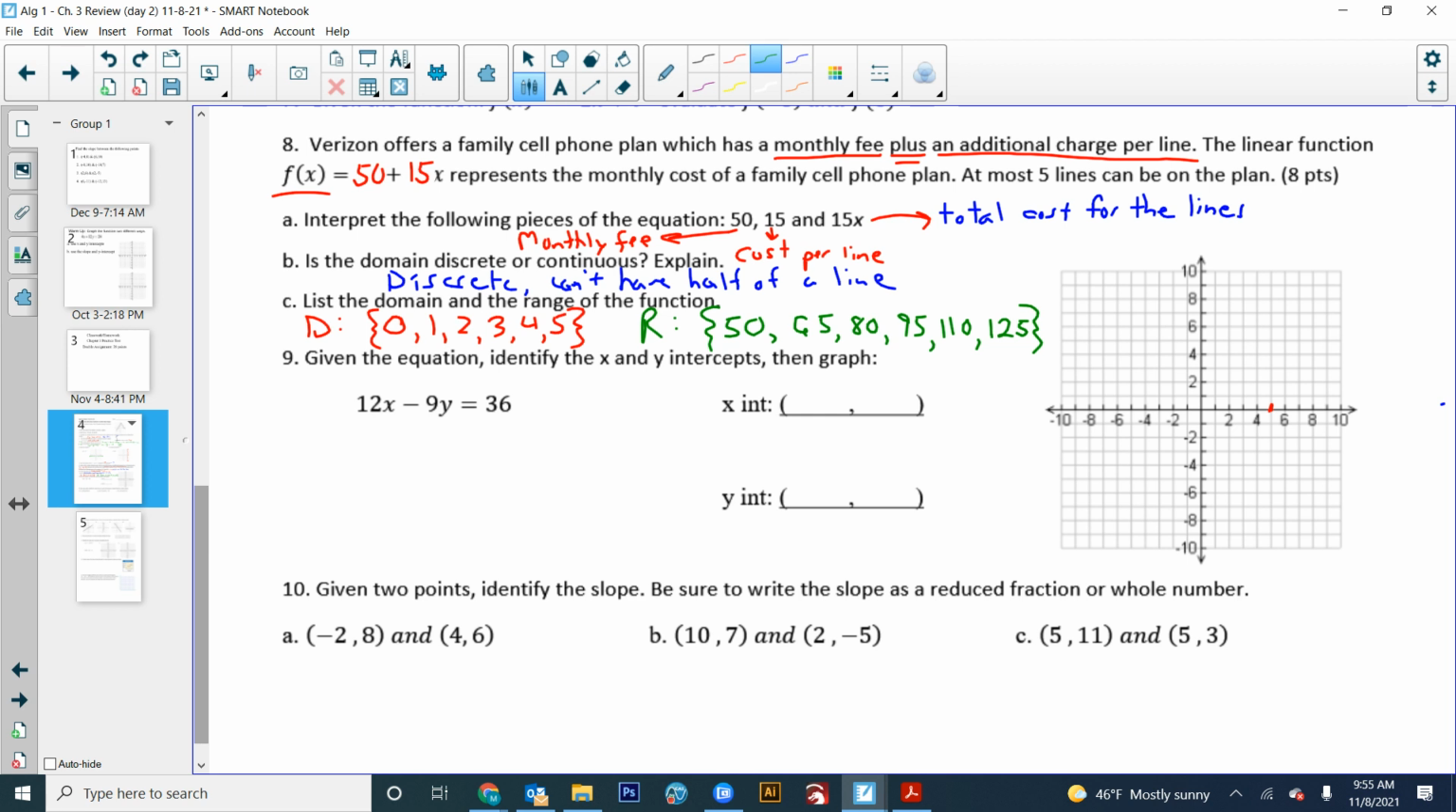All right, given the equation, identify the x and y intercepts, then graph. X-intercept first. What do we know the value is going to be for 0? The x value or the y value, Braden? The y value. So we're plugging in 0 for y. What is 9 times 0? So this is 12x equals 36. Divide by 12, x equals 3. 3, 0 is our x-intercept.